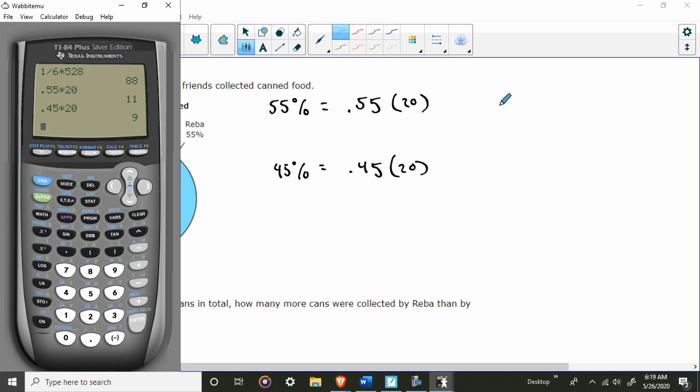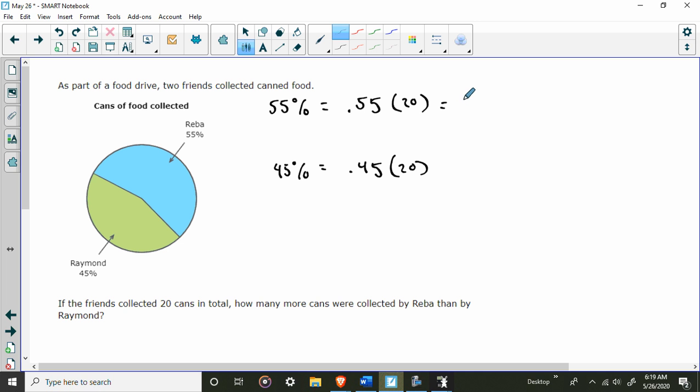Okay. And again, what do we say from the get-go? If there are 20 cans in total, right? So 11 and 9 makes 20, right? How many more cans were collected by Reba than Raymond? Well, 11 minus 9 is 2, right? So we had 2 more cans collected by Reba than Raymond.